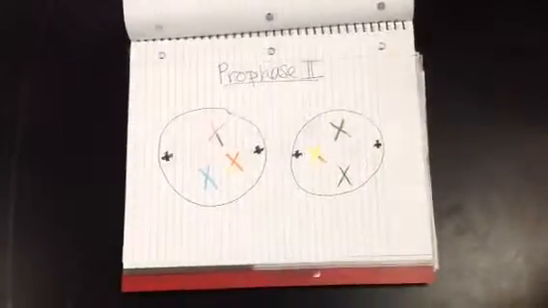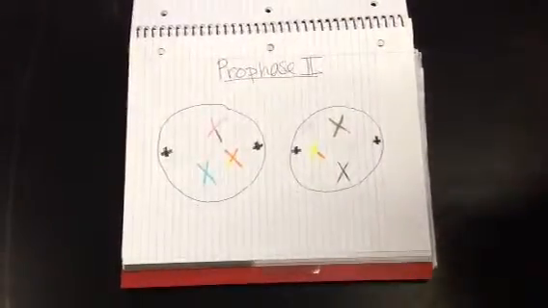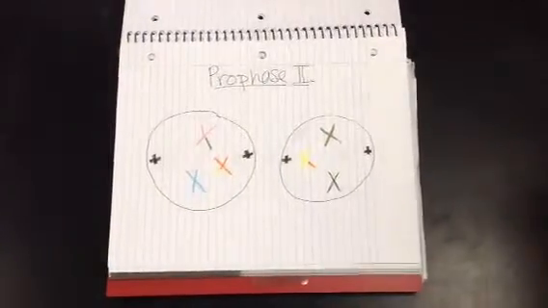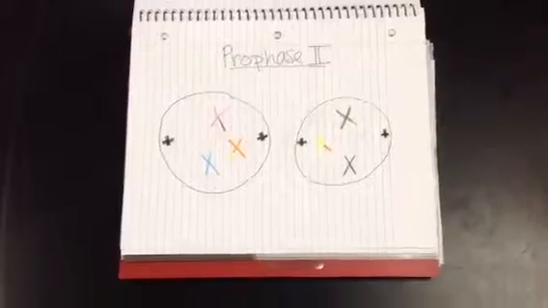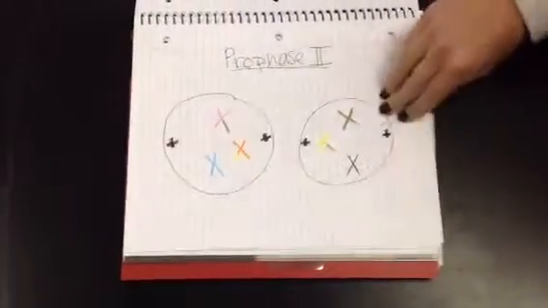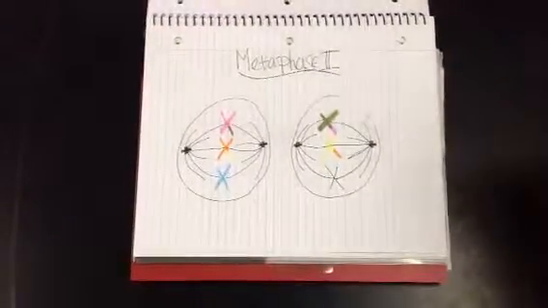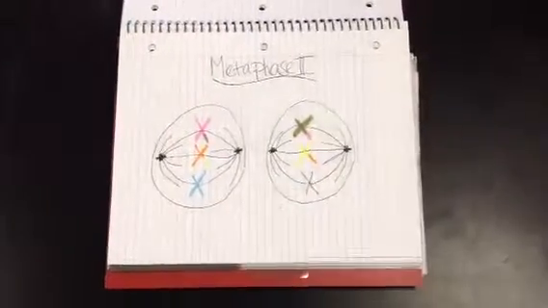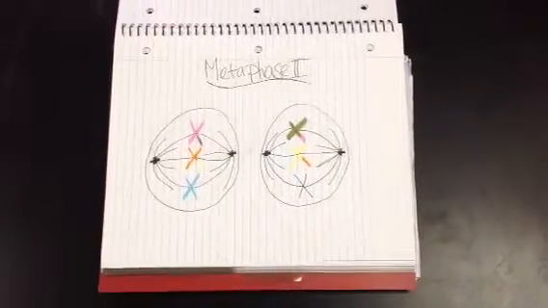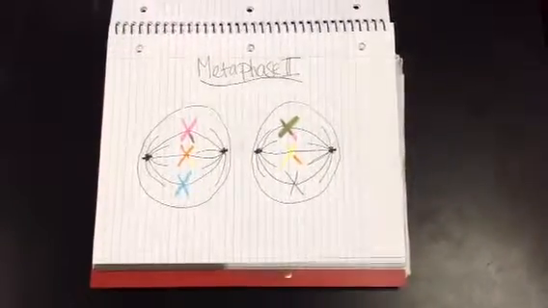So now in prophase 2, the nuclear membrane disappears, and the spindle fibers and centrioles start to reform. And then in metaphase 2, the chromosomes start to line up, and the spindle fibers attach to the centromeres.